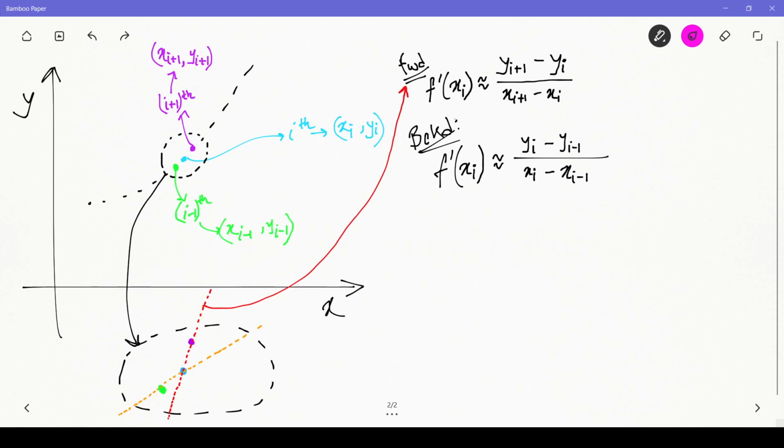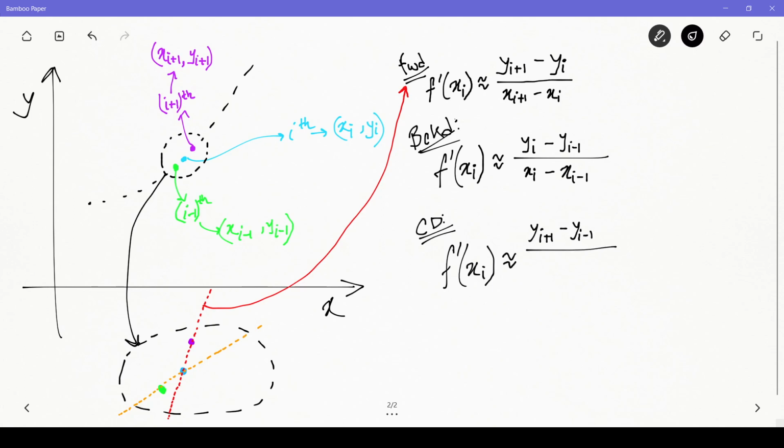So let me erase the actual function and the derivative. Now let's write down the formula for the central difference. Let's denote it using the shortcut CD. So it says that we are going to take the average of these two slopes. We are going to average out the slopes of the orange and the red dotted straight lines. So the approximation of the first derivative at the point x sub i is equal to the ordinate value at the i plus 1th point minus the ordinate value at the i minus 1th point.